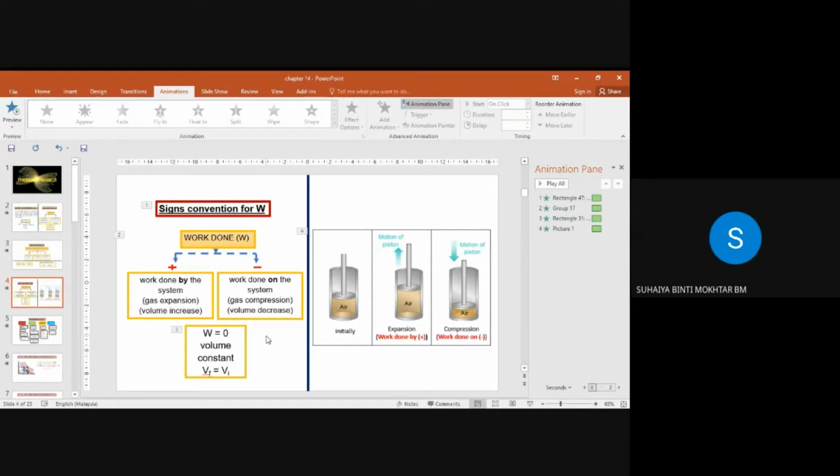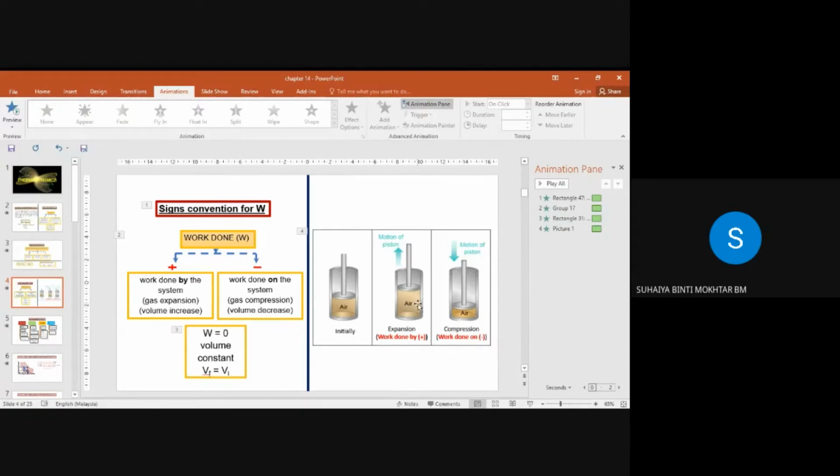If V final is greater than V initial, the case is volume increase, so the work done by the system is a positive value. If V initial is greater than V final, the volume decreases, which means work is done on the system. So the work done is negative. Volume decrease, work done negative.